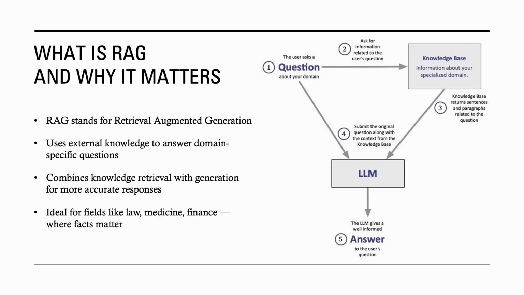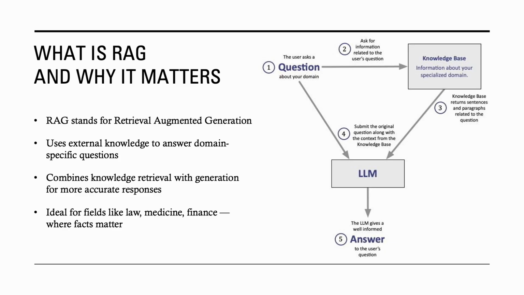RAG stands for Retrieval-Augmented Generation. It's a technique that helps AI models answer questions more accurately by pulling in relevant information from an external knowledge base. This makes the model better informed and more reliable, especially in specialized domains like law, medicine, or finance. Instead of just relying on what it already knows, the model uses real data in real time to answer the user's questions. Here's how it works, step by step.